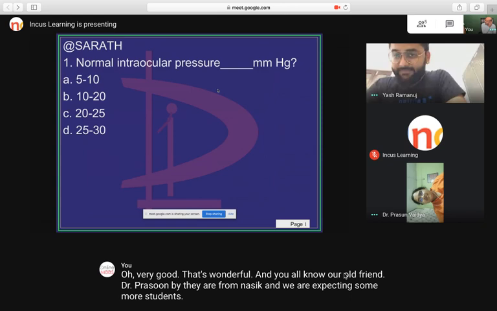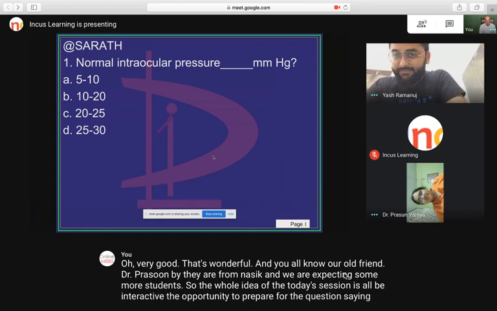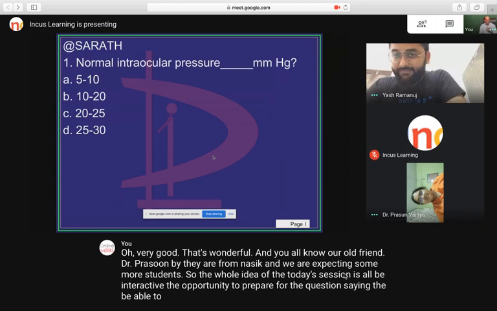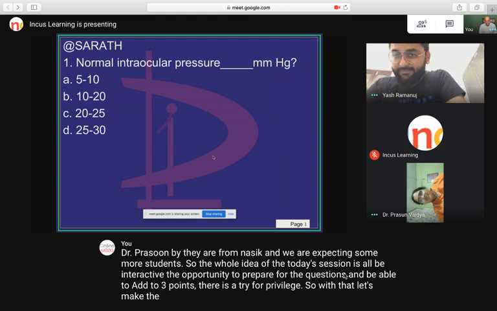So the whole idea of today's session is that we will all be interactive. We get an opportunity to prepare for the questions and be able to add 2-3 points so that there is a drive for preparation. So with that preamble, let's make a great beginning.